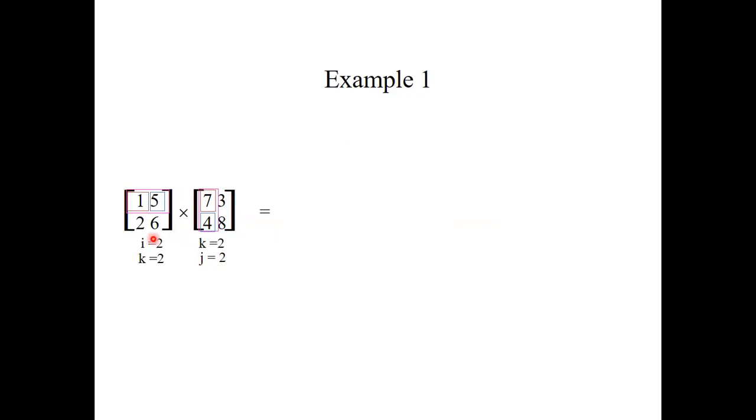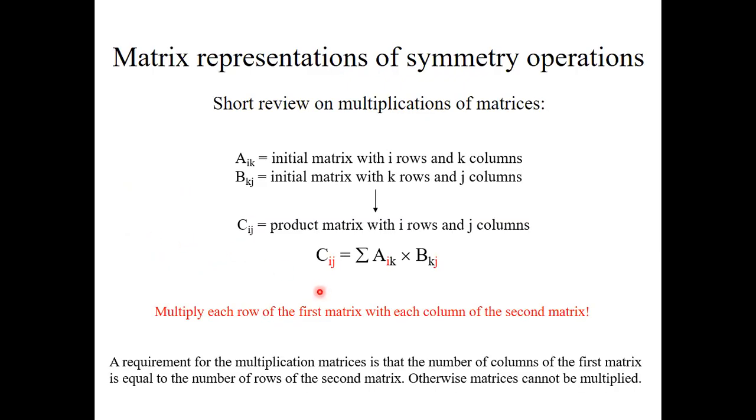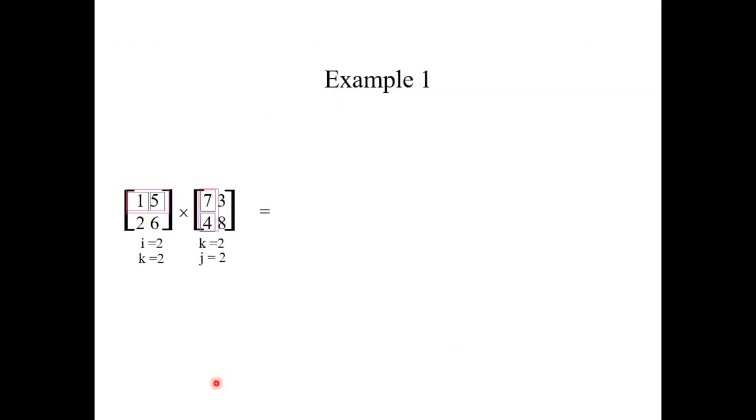So first of all, we need to decide, can these matrices be multiplied with each other? The answer is yes. According to this rule, the number of columns of the first matrix must equal the number of rows of the second matrix. The number of columns of the first matrix is 2. The number of rows of the second matrix is also 2. Therefore, we can multiply. We must now multiply each row with each column.